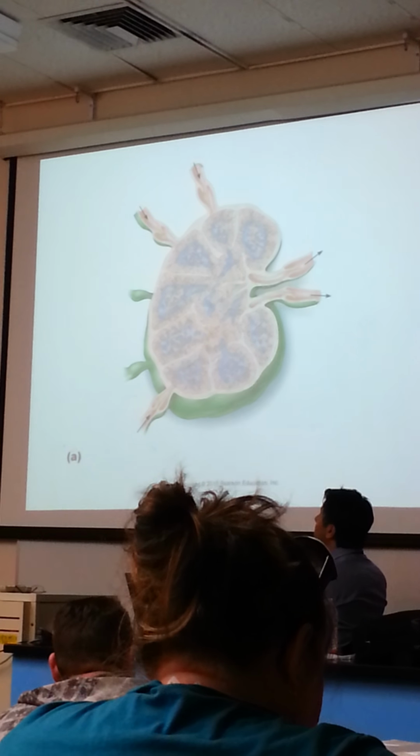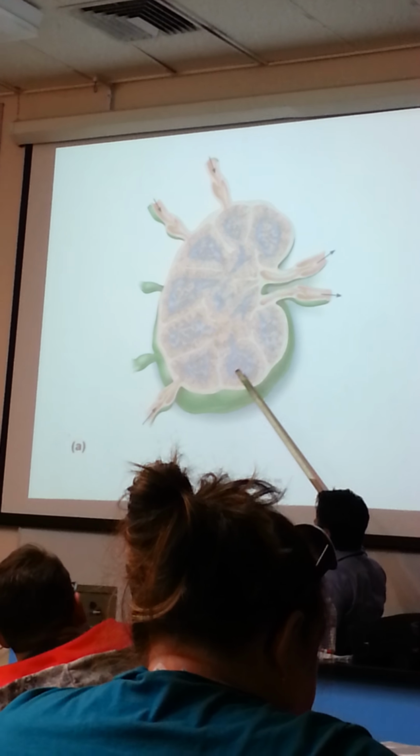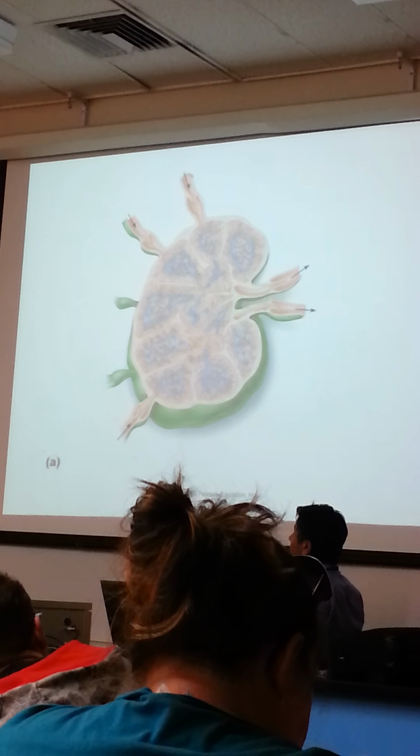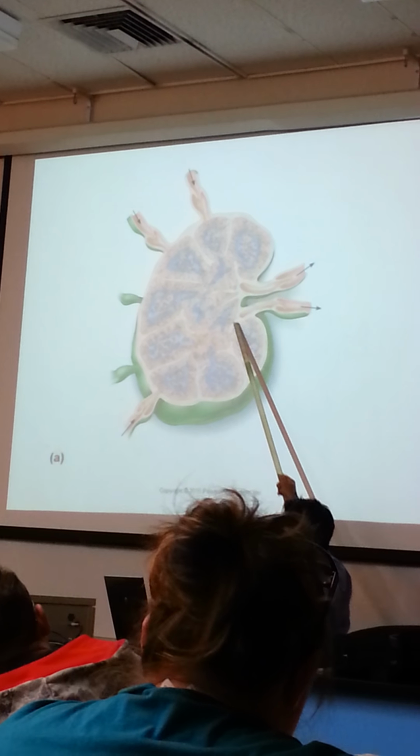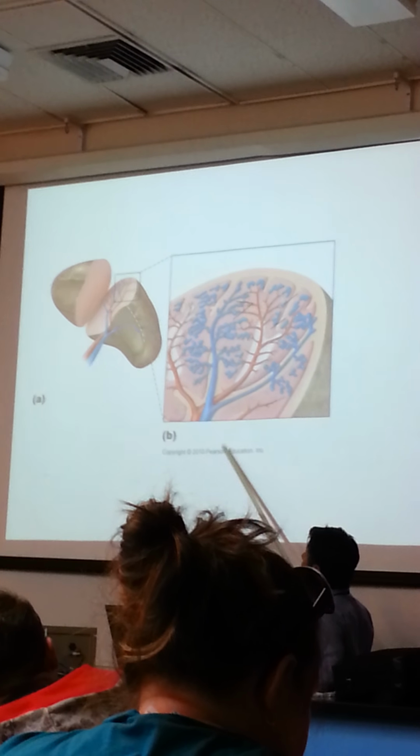What is this? A lymph node, the structure of a lymph node. What is present here? What cells are present? This is called cortex and medulla. What are these and what are these? What is this area called? The hilum.